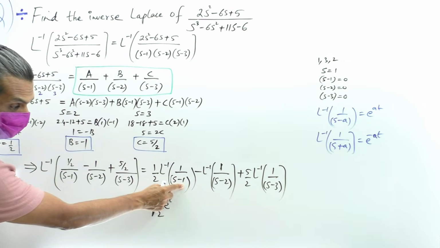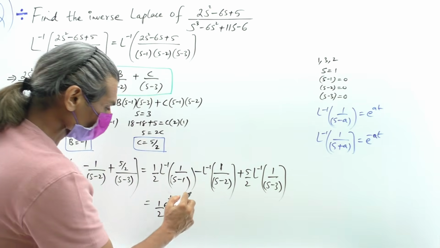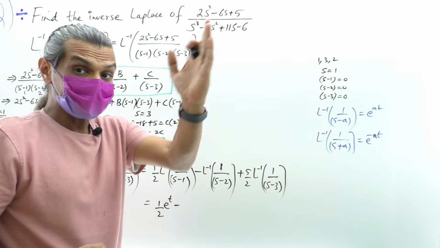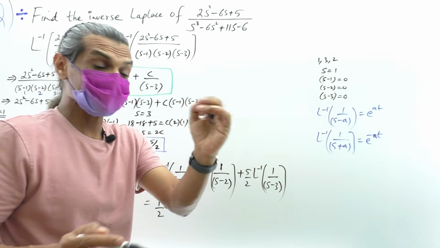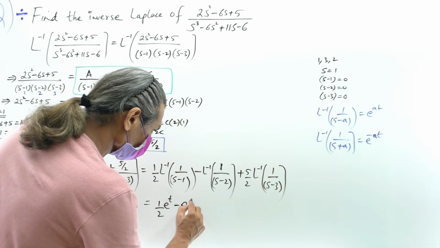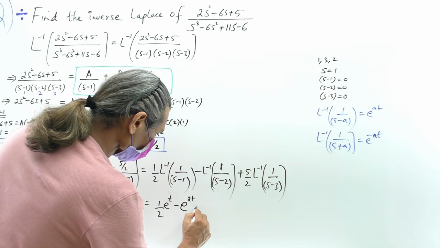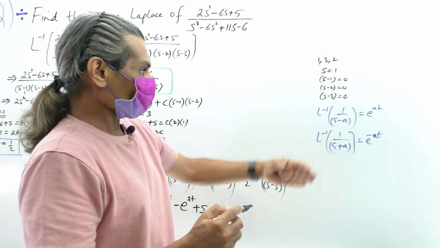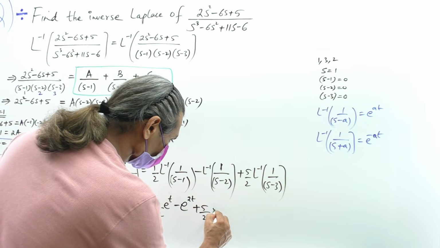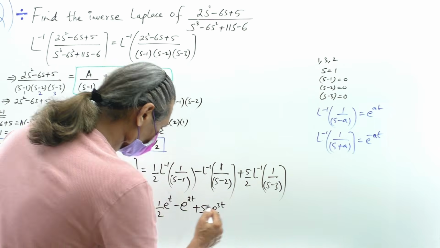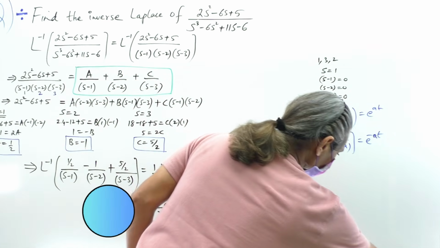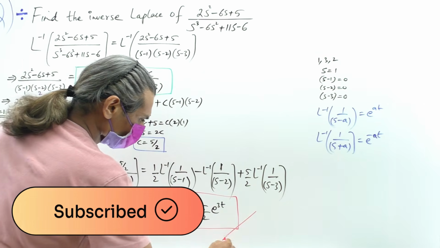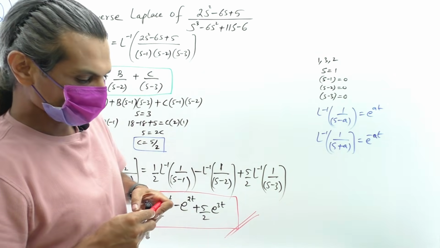Here a is 1. Get it? So 1 by 2 e raised to t. Minus again, it is 1 by s minus 2. Laplace inverse of 1 by s minus a is e raised to at. So this will be e raised to 2t, because a is 2 here. And finally plus 5 by 2, 1 by s minus 3 is e raised to 3t, as a is 3 here. Beautiful. That's the solution. Okay.